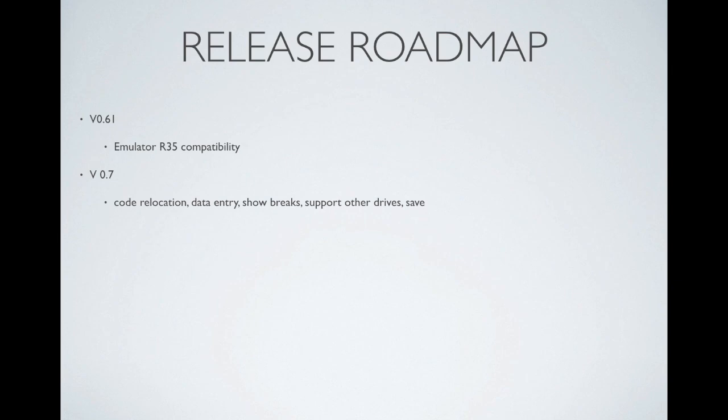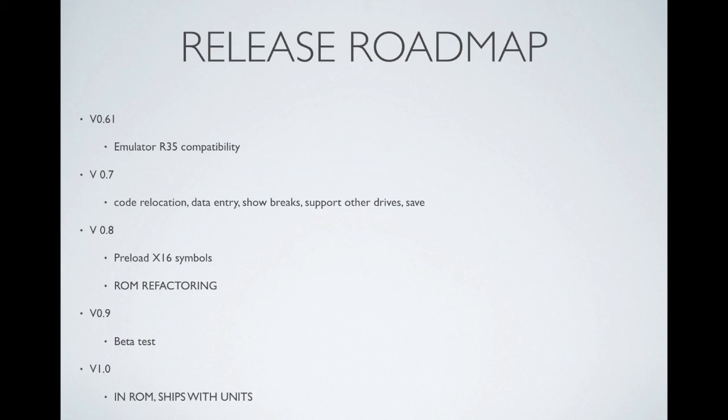as save. With version 0.8, we'll preload the kernel calls into a new program, and a major work effort will be to refactor the code so that it is ROMable. And then with version 0.9, that would be our beta test where all the functionality should be complete. We're just looking to close out bugs. And finally 1.0 will have it in the ROM and shipping with the units.